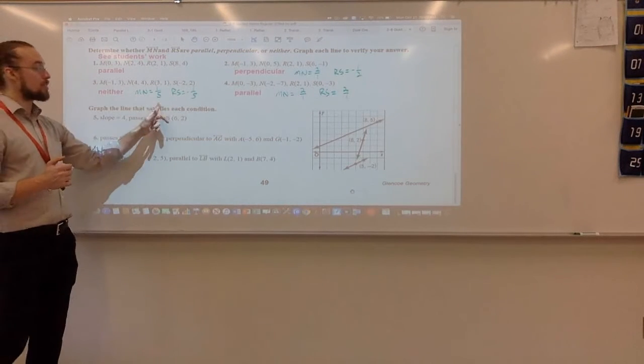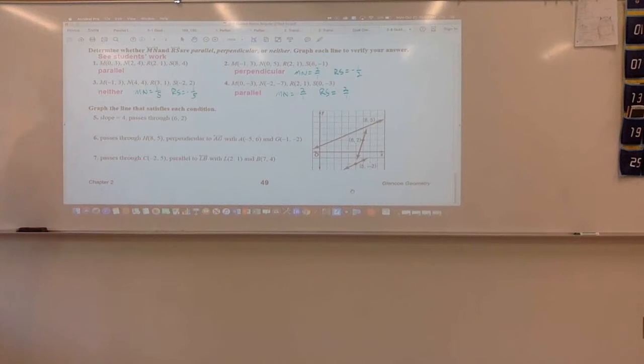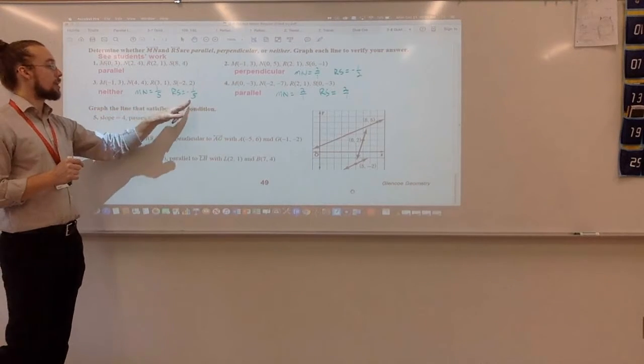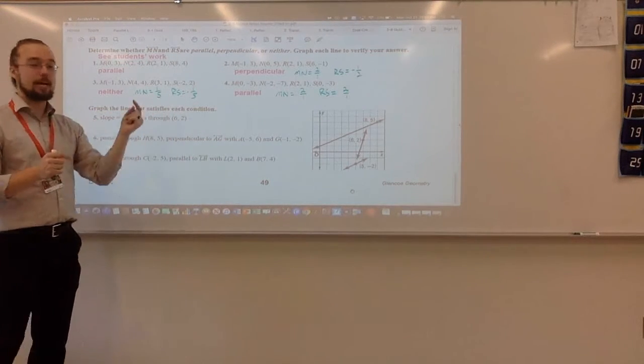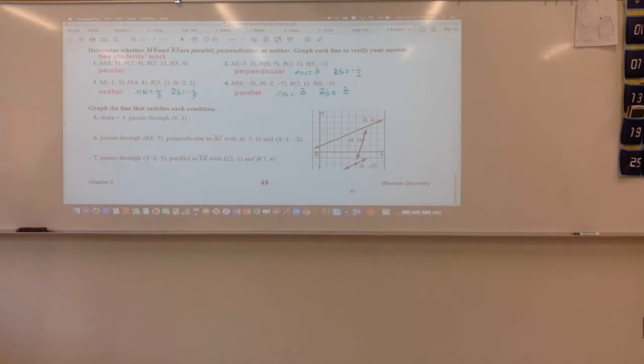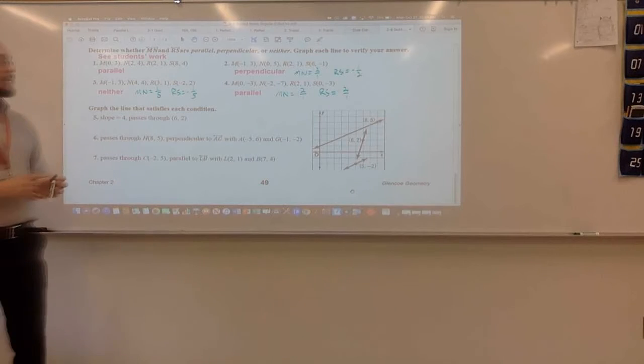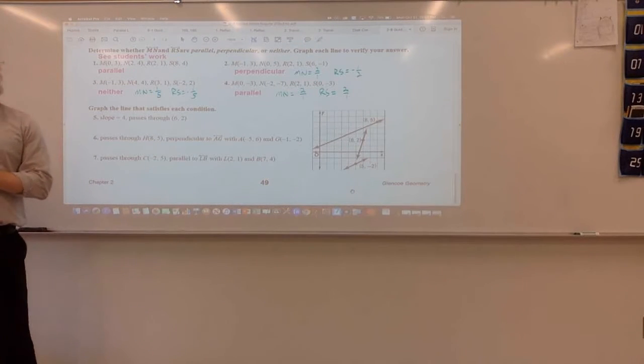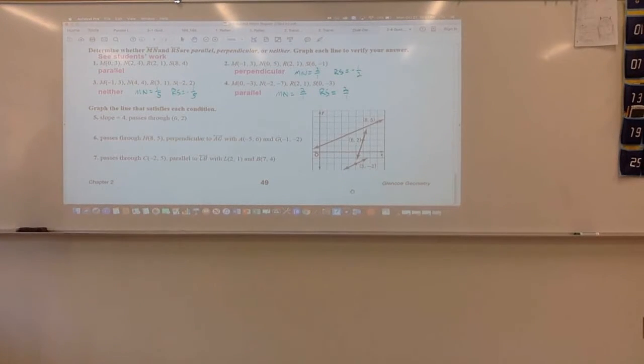Okay, one's positive and one's negative, so they're not exactly the same. And then they're not reciprocals of each other. Okay, for them to be perpendicular, I would have had to have 1/5 and negative 5 over 1. So this one is neither. And then for number 4, I think we get slopes of 2 for both of these. Okay, so those would be parallel. Any questions on determining whether lines are parallel or perpendicular?